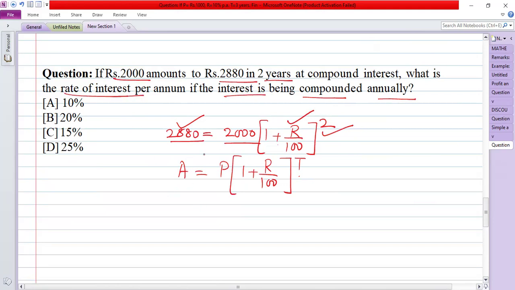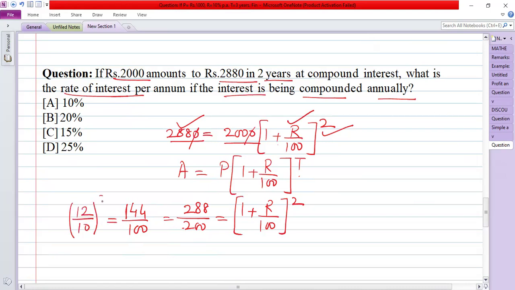So now the rest is easy. Actually, if you see here, it will cancel out. So it will be 288 upon 200, that is equal to 1 plus R by 100 whole square. Now, this side can be written as 144 by 100. And 144 by 100 we can write as 12 by 10 whole square. And this 12 by 10 can further be written as 6 by 5. So 6 by 5 square.